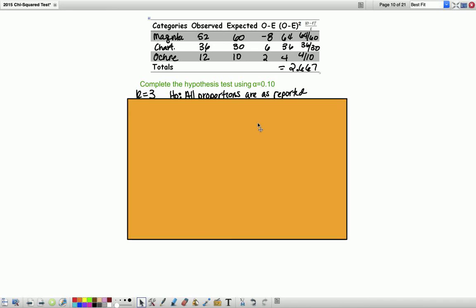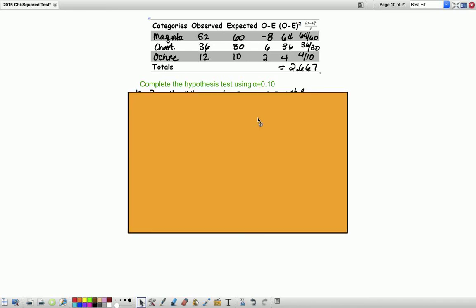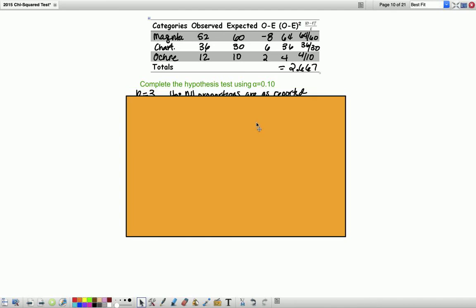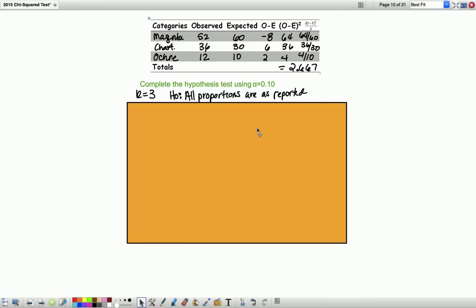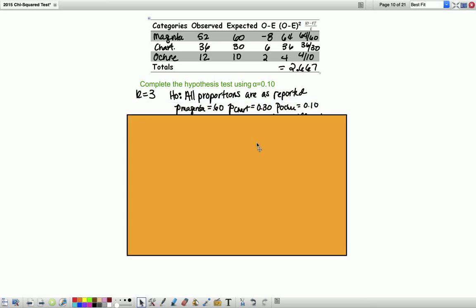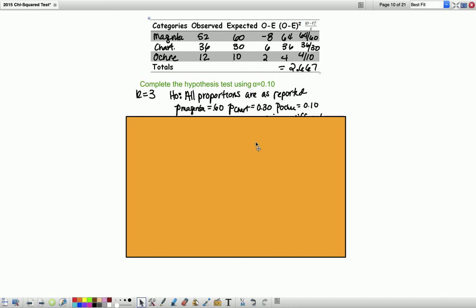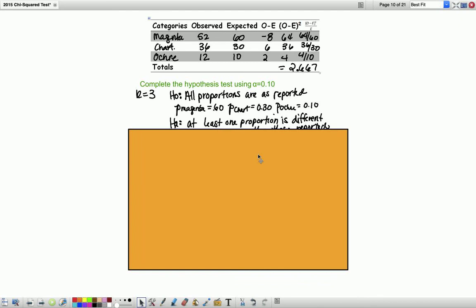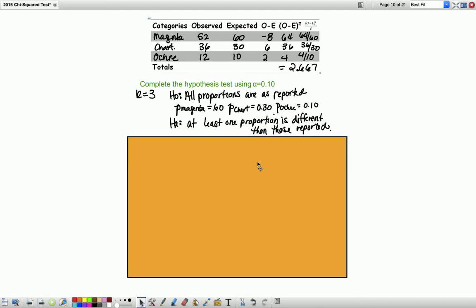Okay, same concept as last time. Null is we're all good, alternative we test against. K equals 3, that's my categories. Null, all proportions are as reported, or as they should be. All the proportions follow the given ratio, any of those things. We're good, everything is following. Alternative, at least one is different, right? I mean, we could still have 60% for the magenta, but if the other 2 don't match, it doesn't follow it.